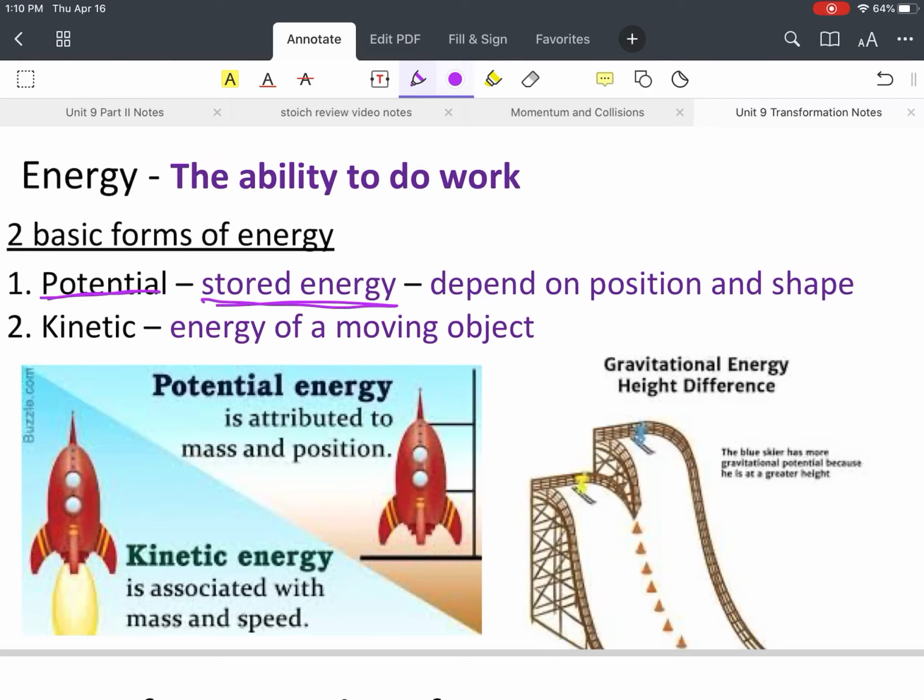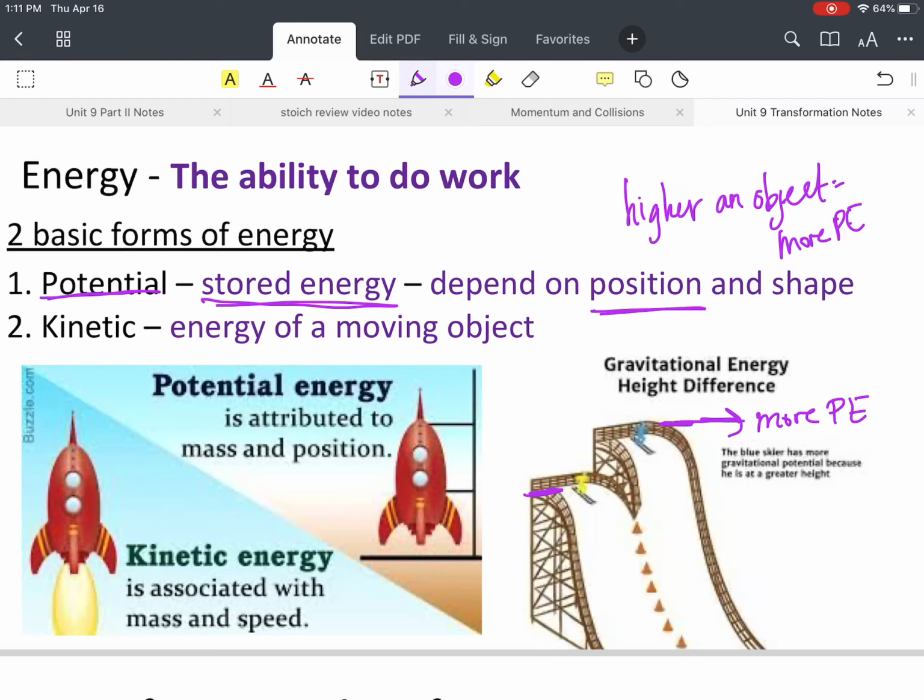We have potential. Okay, this is stored energy. It depends on position and shape. So if I look here at my two little skiers, one skier is way up here. The other skier is way down here. Okay, this guy has more potential energy because he's higher up. Okay, so that's where I get this depends on my position. The higher an object is, the more potential energy.